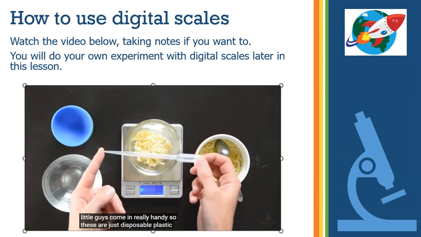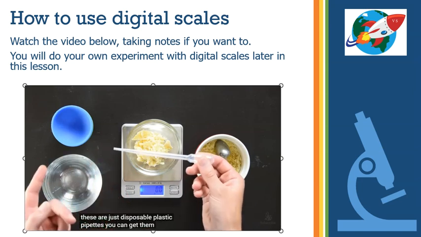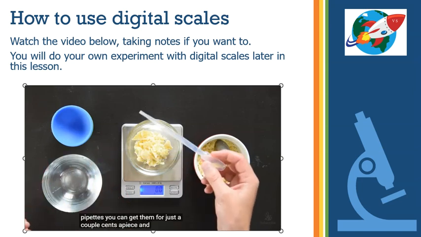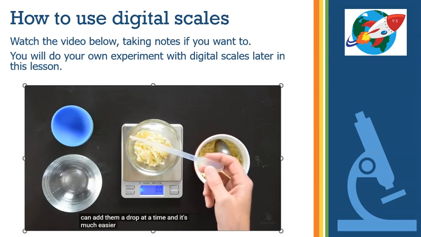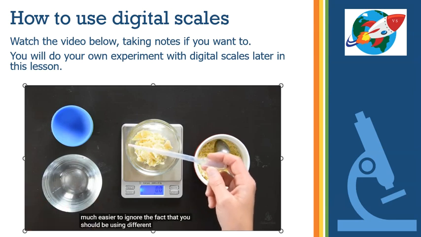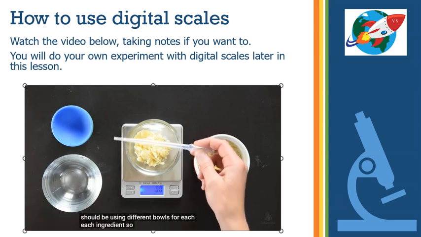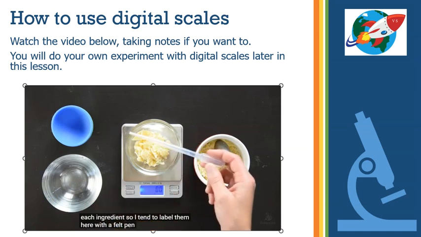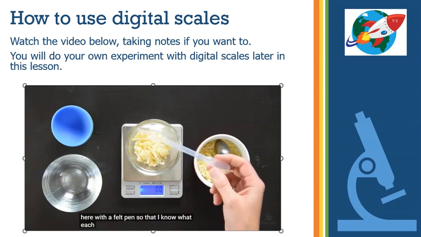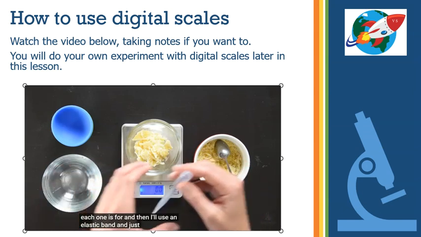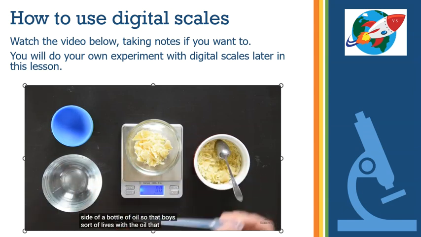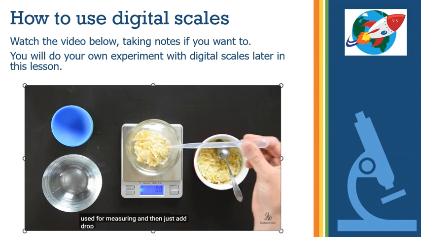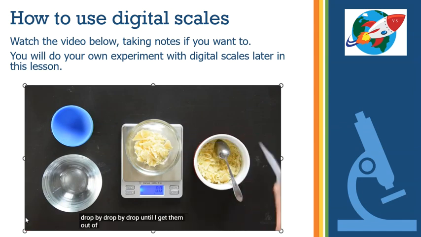So these are just disposable plastic pipettes. You can get them for just a couple cents a piece. I'll use these to measure out my liquids, because then I can add them a drop at a time, and it's much easier to ignore the fact that you should be using different bowls for each ingredient. So I tend to label them with a felt pen so that I know what each one is for, and then I'll use an elastic band and attach this to the side of a bottle of oil so that it always lives with the oil that it's used for measuring, and then just add drop by drop until I get the amount of liquid oil that I want.